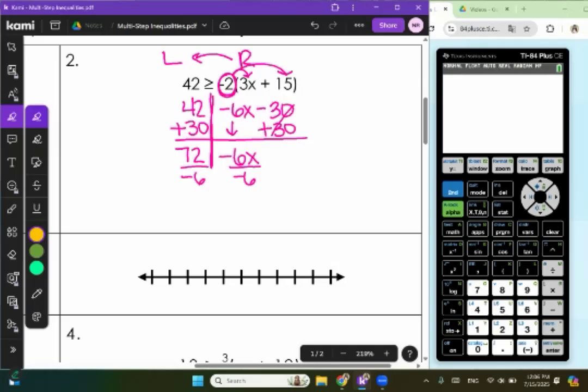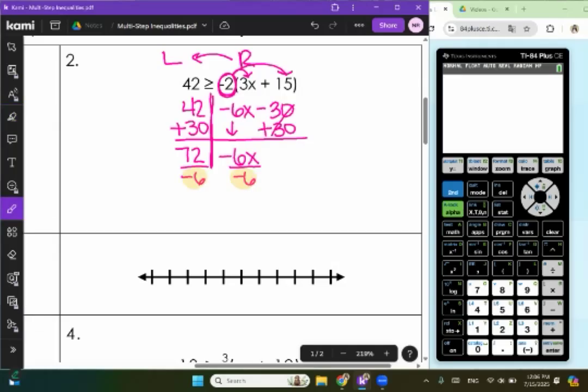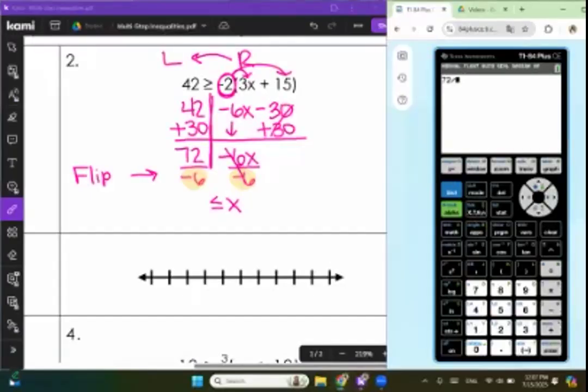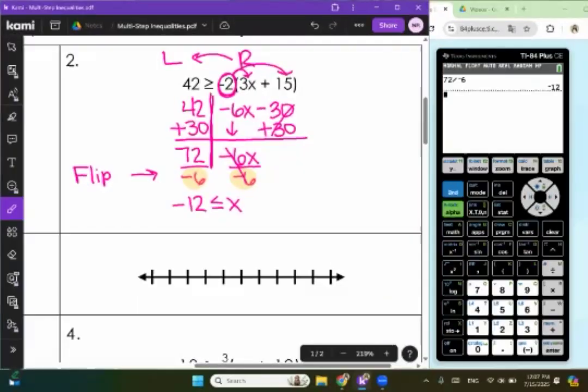Be on high alert because we are dividing. The number that is moving across is a negative number. So when we are dividing by a negative number, that means that we need to flip that sign. So it's going to go from greater than to less than or equal to. Now 72 divided by negative 6 gives us negative 12. Because we do have to graph it, our answer has to be in a certain order. After you're done completely solving, then you can flip it again.